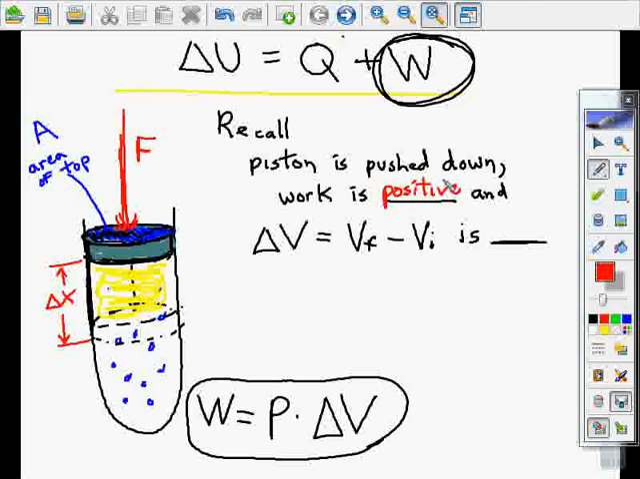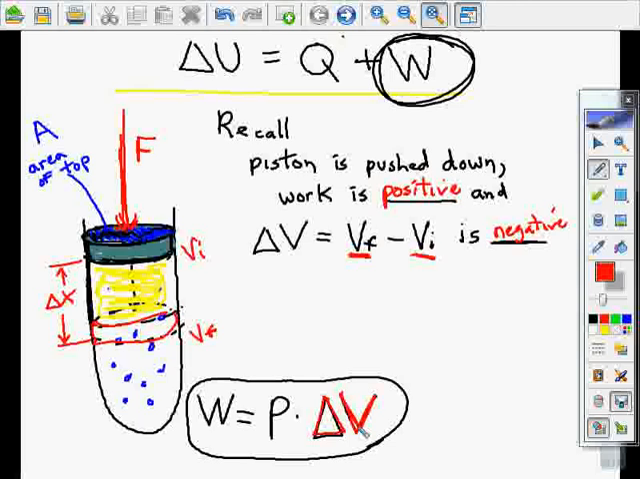But if it's pushed down to here, how is the new volume, which you could call the final volume, going to compare to the initial volume? Dave? It's less. And since the final volume is going to be less than the initial volume, is the change in volume going to be positive or negative? It's going to be negative. So the problem is, if we push that piston down, this term right here, delta V, would be negative.